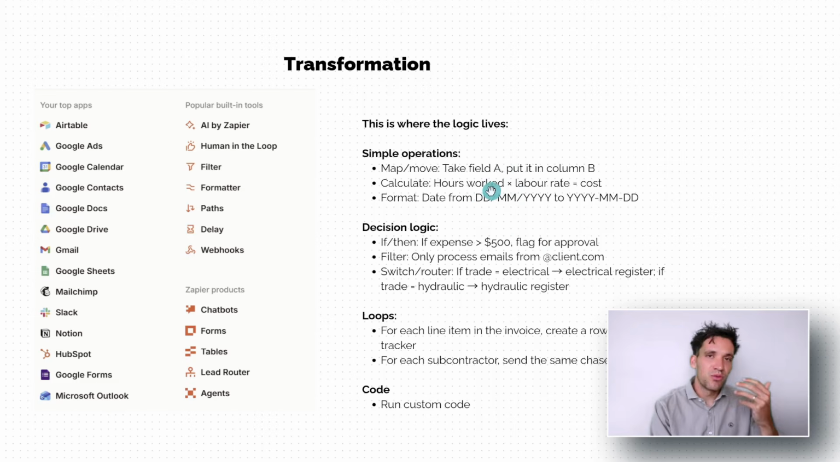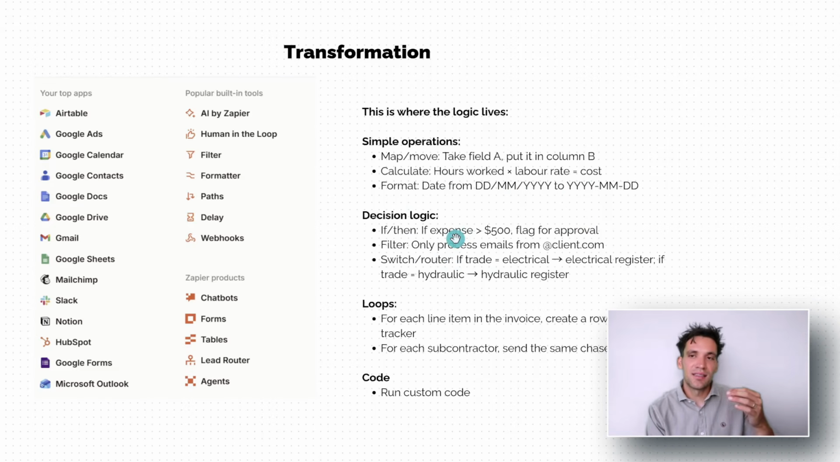You can have simple formula operations. Again, this is something we would be very familiar with using Excel, but the process of taking a certain input column and turning it into another value, for example, hours worked times the labor rate equals a cost, that is actually a very simple automation. Or you can reformat data. For example, you could take dates in the order of day, month, year, and put them in the other order.